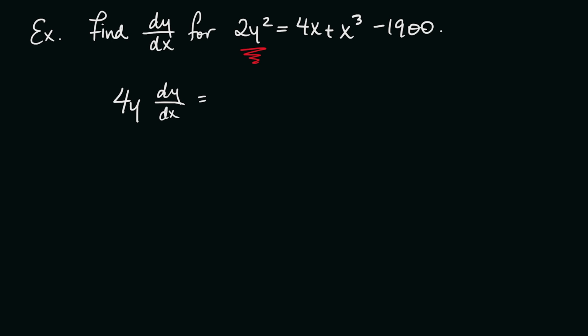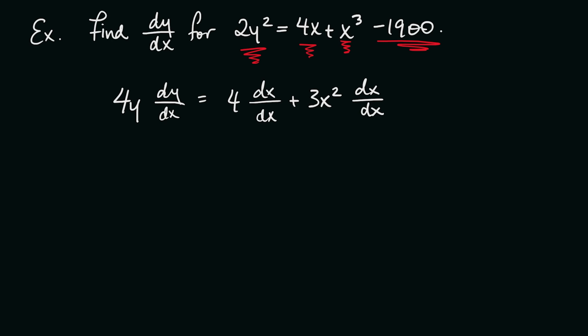That is going to be equal to the derivative of 4x. That's just 4. So 4 times dx over dx, because our variable was x, plus the derivative of x cubed, which is 3x squared, dx over dx. And lastly, the derivative of 1900, which is just equal to 0, so we can knock that out of the ballpark here.